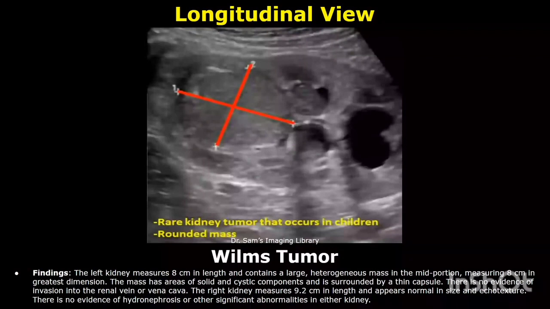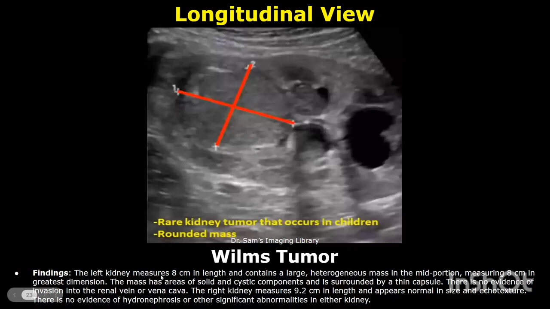This is a case of Wilms tumor. Its usual findings are a large heterogeneous mass with solid and cystic components and is surrounded by a thin capsule.